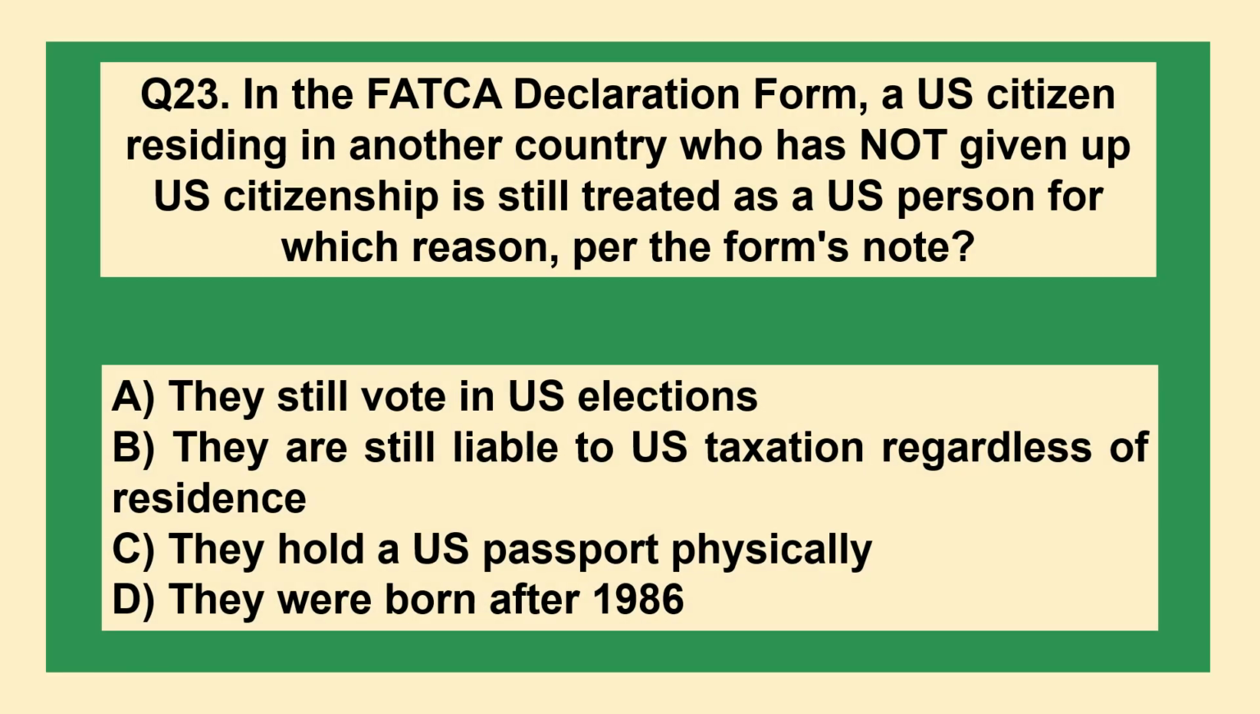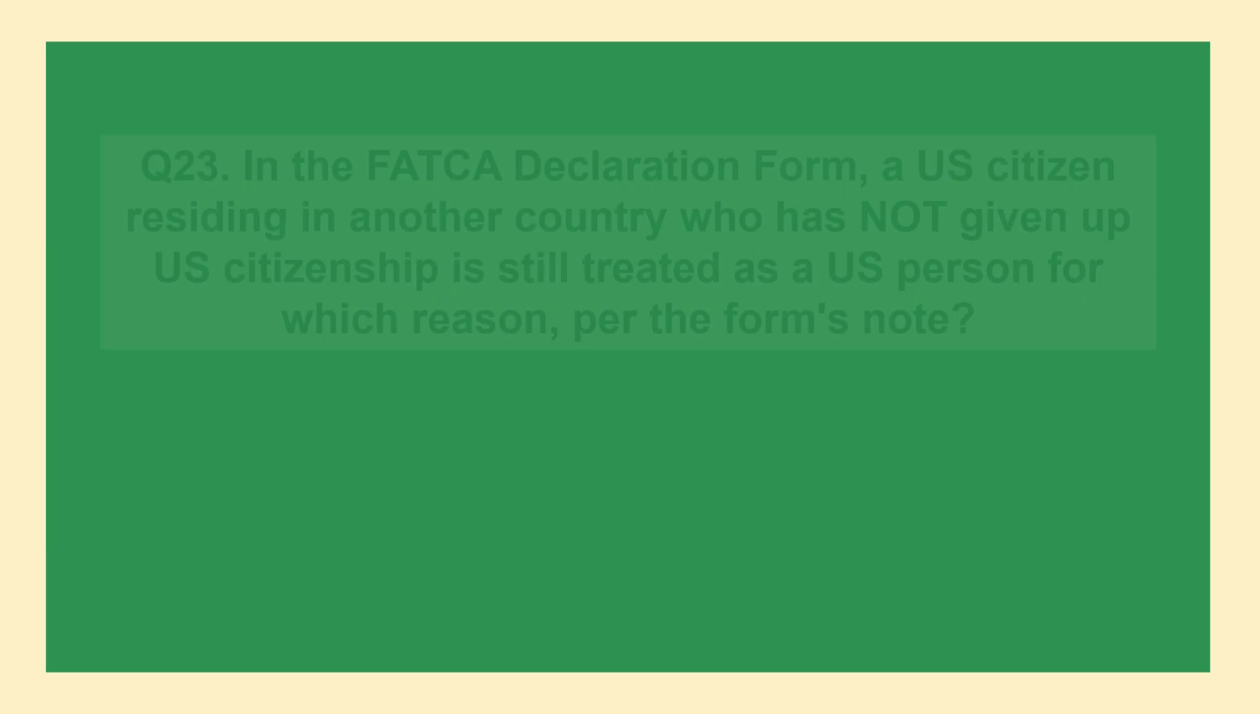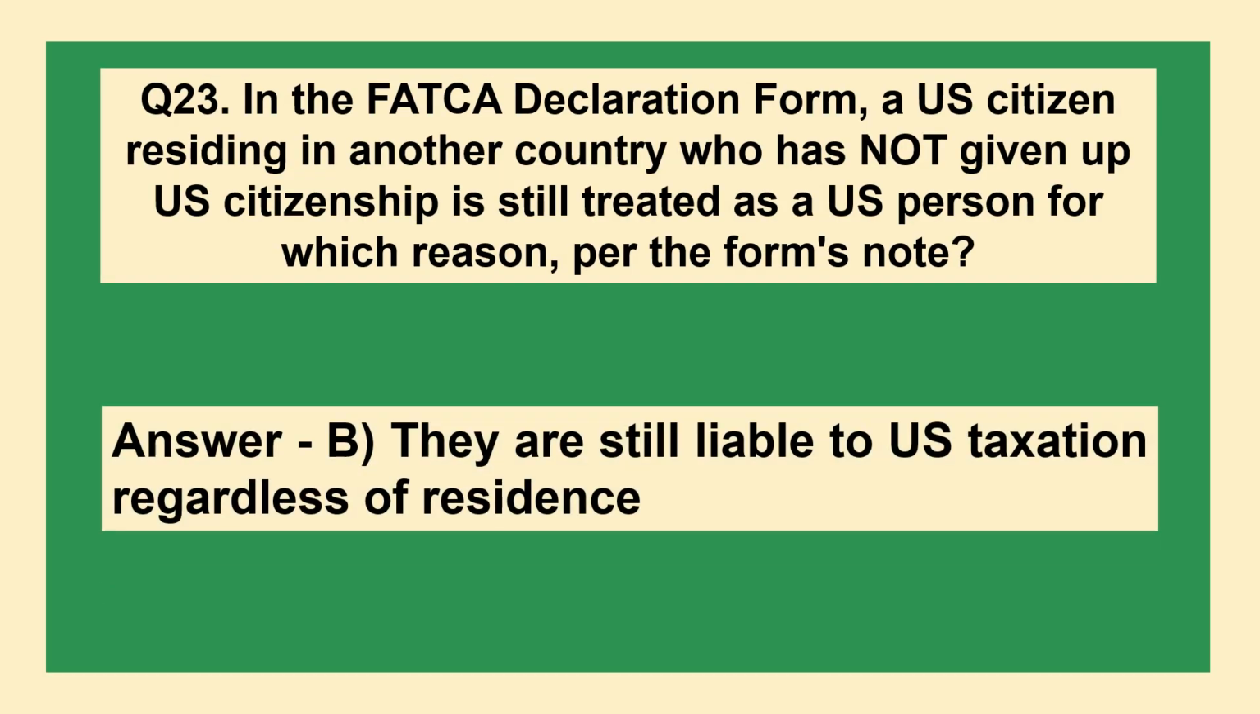Question. In the FATCA declaration form, a US citizen residing in another country who has not given up US citizenship is still treated as a US person for which reason, per the form's note? Option A, they still vote in US elections. Option B, they are still liable to US taxation regardless of residence. Option C, they hold a US passport physically. Option D, they were born after 1986. Correct answer is option B, they are still liable to US taxation regardless of residence.